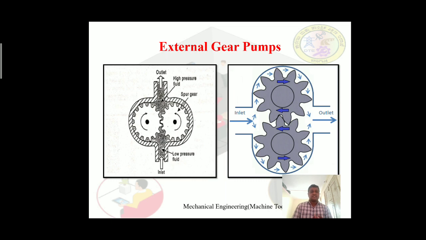Okay, this is the basic operation of an external gear pump. The only difference is in construction and operation: the gears rotate in opposite directions, and then oil is trapped between the gear teeth and casing, which causes the pressure. Okay, this is an external gear pump.